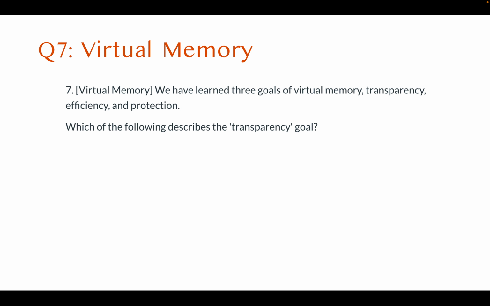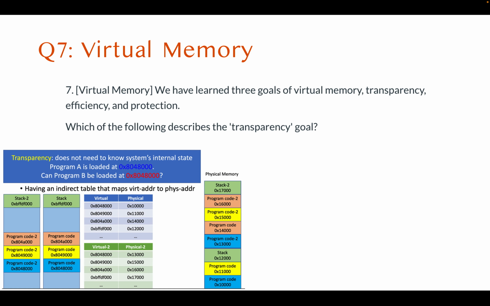Question 7 is about virtual memory. We have learned the 3 goals of virtual memory: transparency, efficiency, and protection. Which of the following describes the transparency goal? The goal of transparency is about something like this.